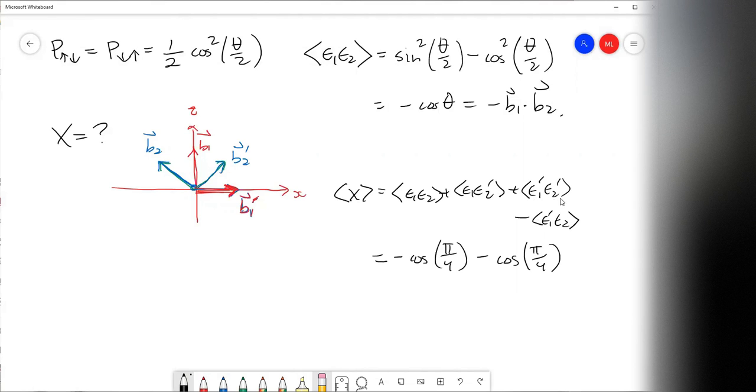What about 1 prime and 2 prime? Those are the two primes. So that's this guy and this guy. That's again 45 degrees. That's minus cosine pi over 4. And then the other one is epsilon 1 prime, which is this direction, and 2, and that's this guy over here. So that's 1, 2, 3 times 45 degrees. And you know there's a minus sign here, so it gets a plus cosine of 3 pi over 4.